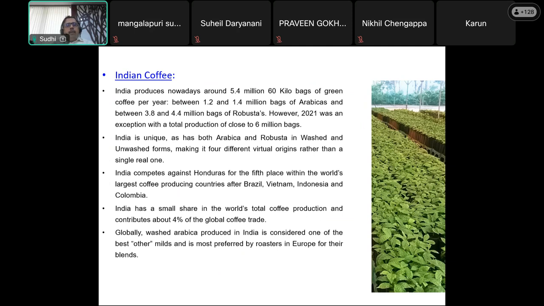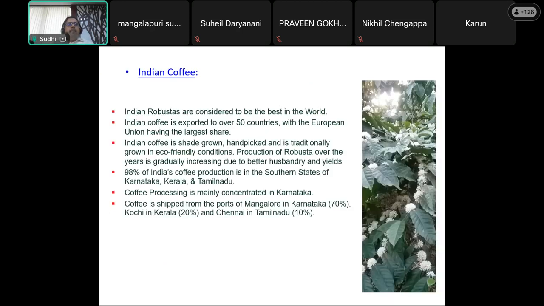Globally, washed Arabica produced in India is considered one of the best other milds and is most preferred by roasters in Europe for their blends. So Indian Arabica is known as the milds. Coming back, Indian Robustas are considered to be the best in the world. Like we say for Arabica, Colombia is the best, and if you talk about Robustas, India is considered best in the world. The next best competition for India in terms of Robusta is Uganda.